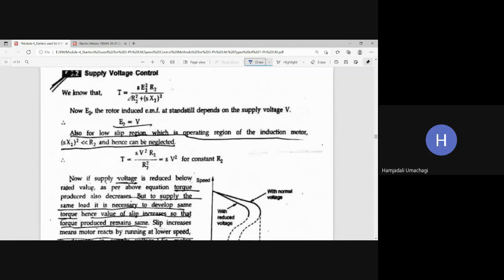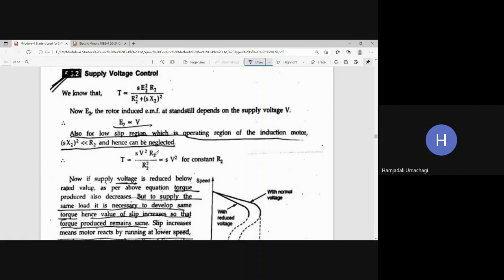In this case, in the torque equation, S into X2 whole square is very small in the low slip region, because it is very small in comparison with the rotor resistance R2, and hence it can be neglected. So the equation modifies during low slip region, and E2 becomes directly proportional to the supply voltage V. I can now write this equation as torque T directly proportional to S, E2 changes to V square, R2 as it is, R2 square as it is. This S into X2 square is neglected because it is very small compared to the rotor resistance R2. Therefore the equation modifies this way.